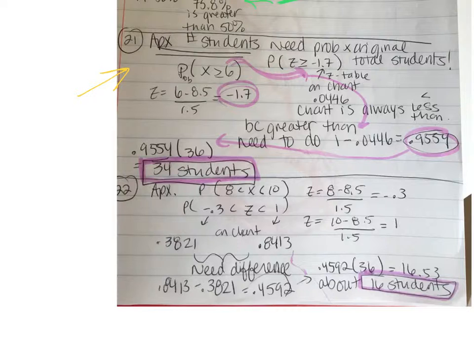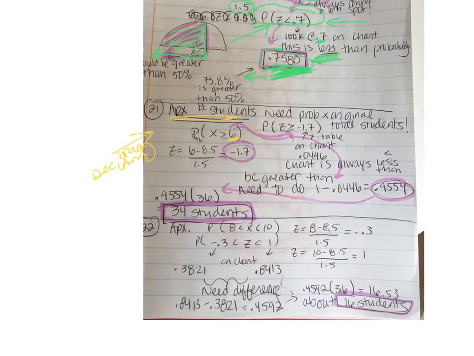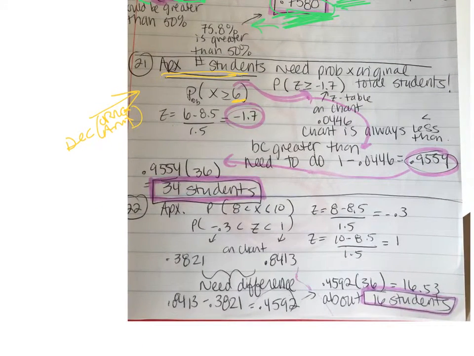Okay, so for number 21, approximate number of students. So we first need our decimal, and then we need to multiply by the original amount of something, right? So the process is the same. They're just a little bit longer. So it says, how many people will have a shoe size greater than 6, right? So, okay, 6 again, if we look back at our chart, isn't an exact increment.